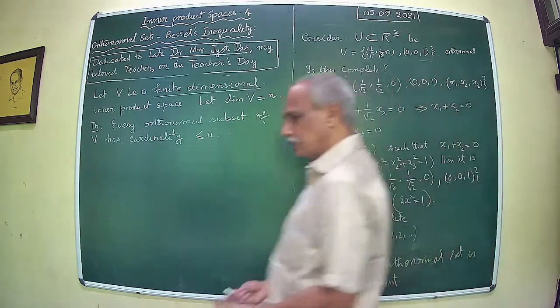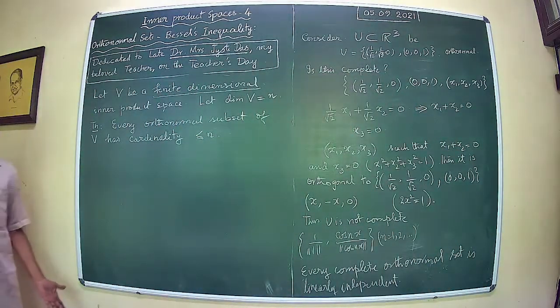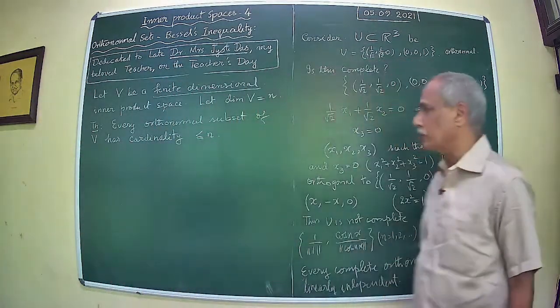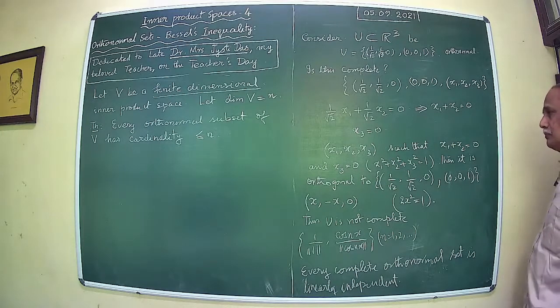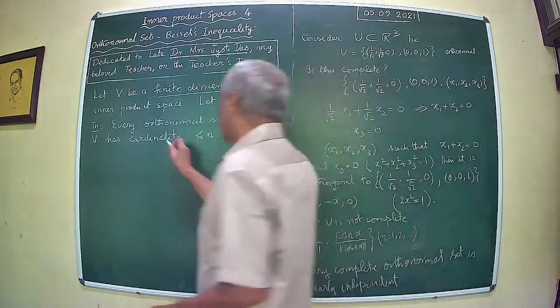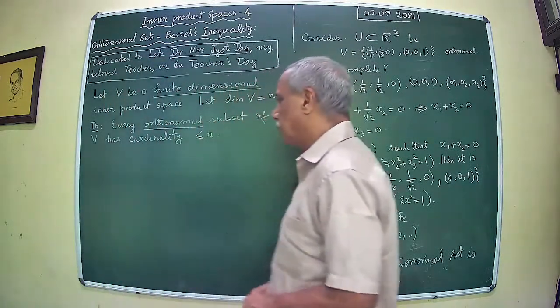Well, the proof is very simple. Suppose you take a subset which is orthonormal and has more than n elements. Then what can you say?